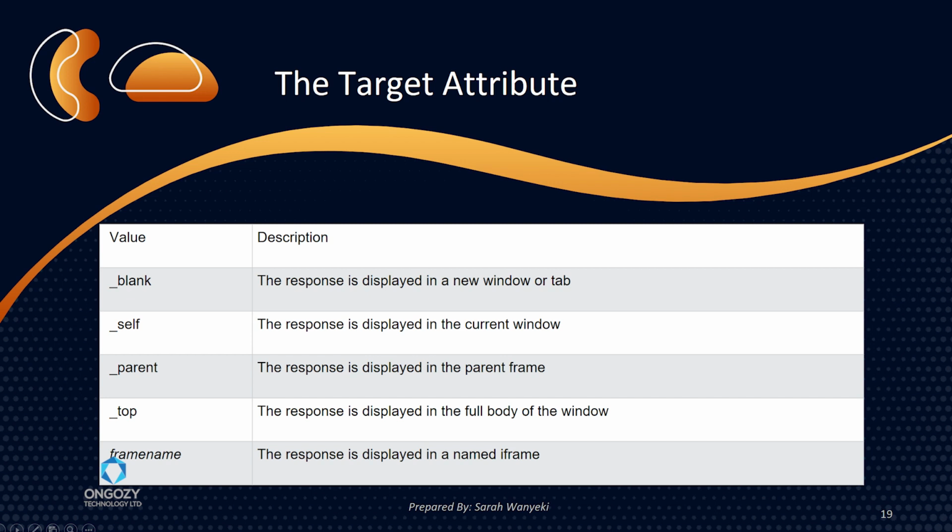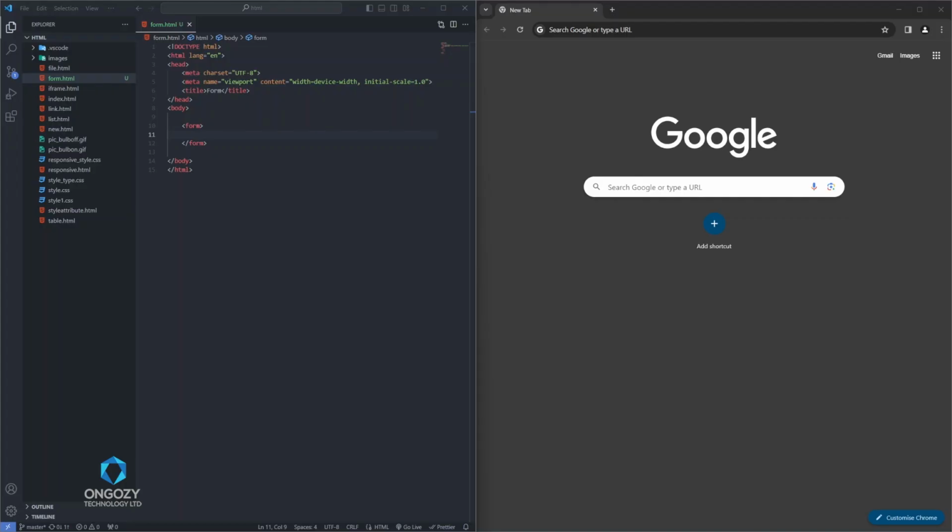We can have underscore blank. The response is displayed in a new window or tab. We can have underscore self. The response is displayed in the current window. And we can have underscore parent. The response is displayed in the parent frame. And also we can have underscore top. The response is displayed in the full body of the window. The default value is self, which means that the response will open in the current window.